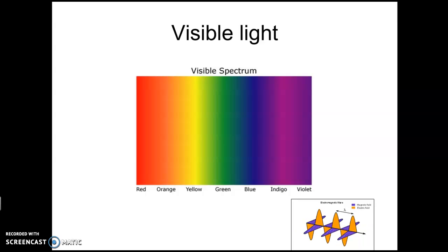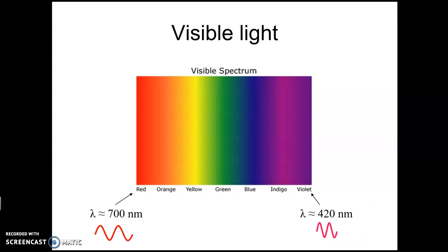It's an electromagnetic wave. Now, the difference between red light and violet light that we perceive is to do with the wavelength.